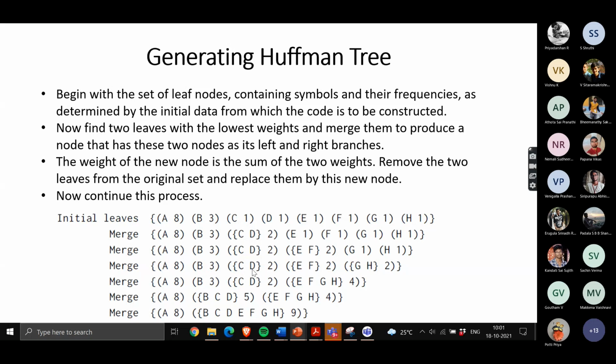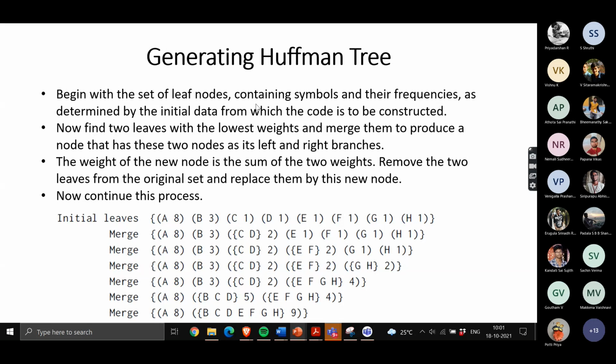Now pick the next lowest. The next lowest is 2. You can combine CD and EF, or EF and GH. Here in this example, EF and GH are merged, and the sum is 2 plus 2, it is 4. Then B is 3 and CD is 2, so you merge them, BCD, and the weight is 3 plus 2, it is 5. Then we have 8, 5, 4. The lowest ones are 5 and 4, so merge them. This is the way you have to proceed.